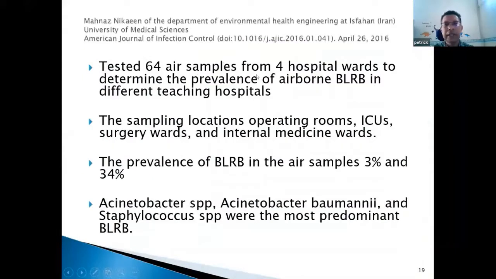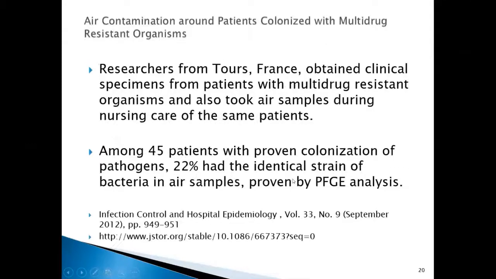And these are some studies from Iran that looked at 4 hospital wards and whether bacteria can be airborne. They sampled the air and found beta-lactam resistant bacteria, meaning bacteria quite resistant to antibiotics, in 3 to 34% of air samples. See what is the commonest? Our most worrying organism, Acinetobacter, is in the air samples, contaminating the operating room, ICU, and medical ward. So we don't have antibiotics for this.